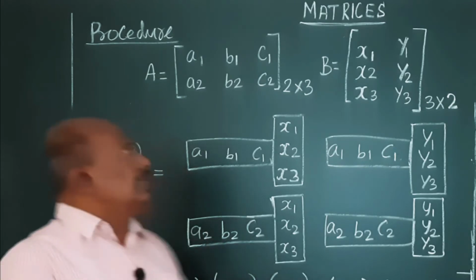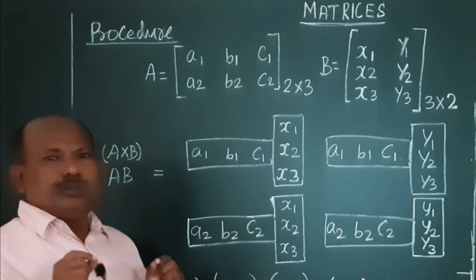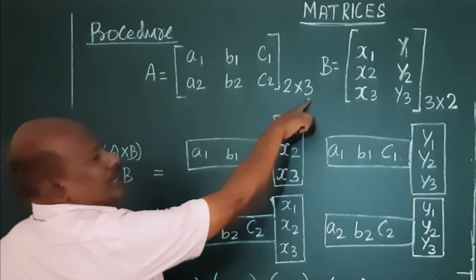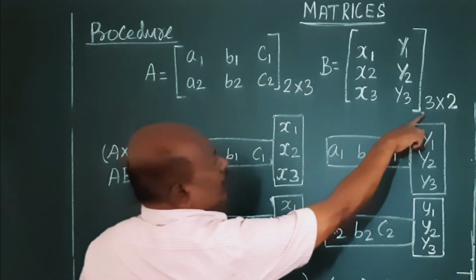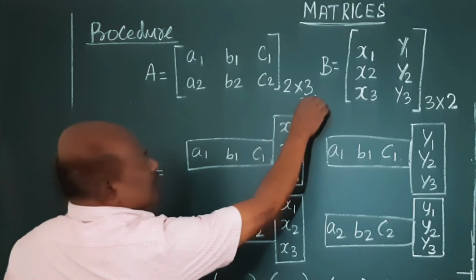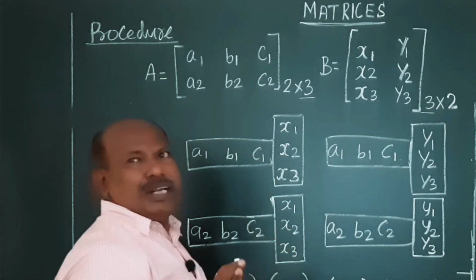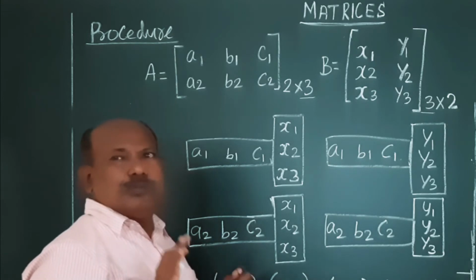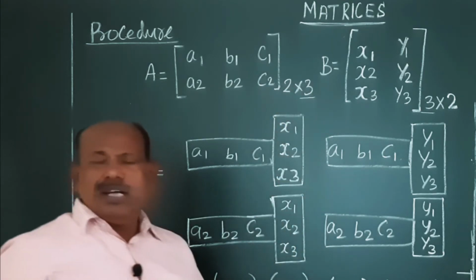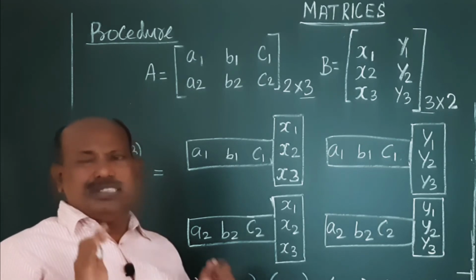How do we multiply the given two matrices if they are acceptable for multiplication? Let us see the rule, or the procedure, for multiplication of two matrices. For example, A is a 2 by 3 matrix and B is a 3 by 2 matrix. Here the column of the first matrix is equal to the row of the second matrix, so it is possible to multiply A matrix and B matrix. Now, how to multiply the two given matrices? Let us see the procedure.